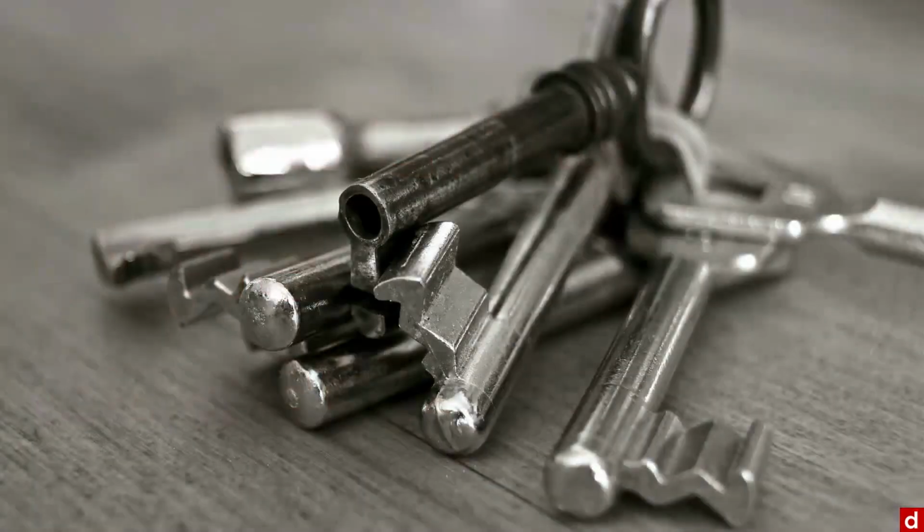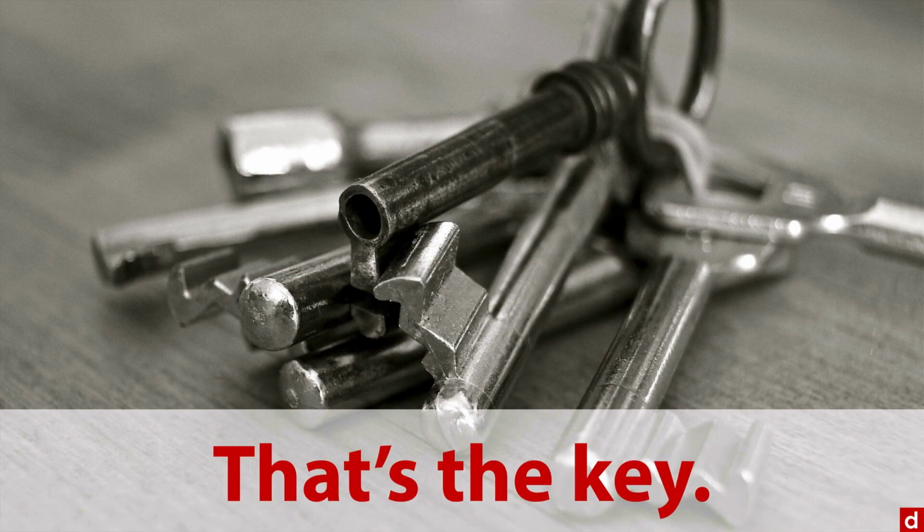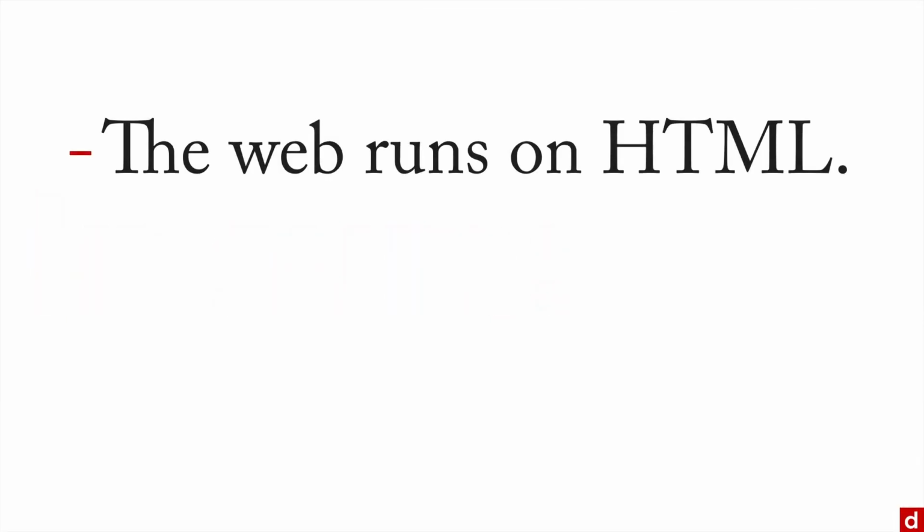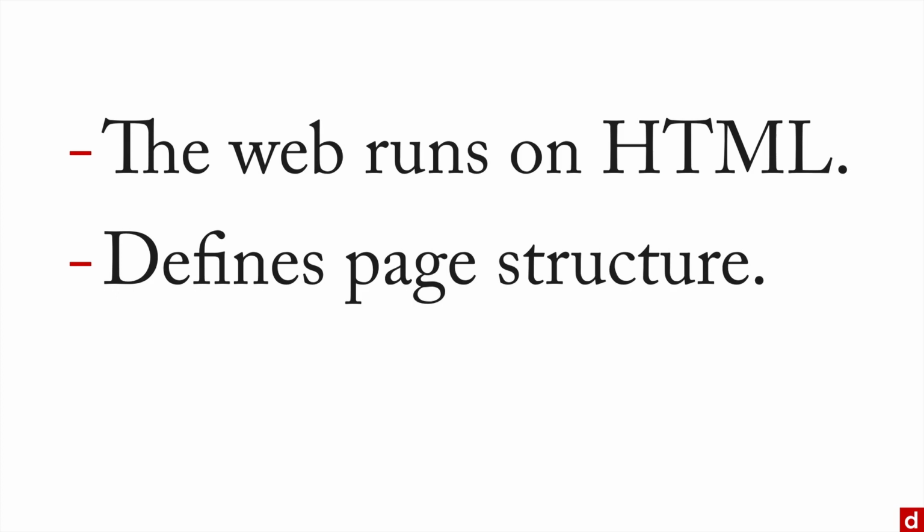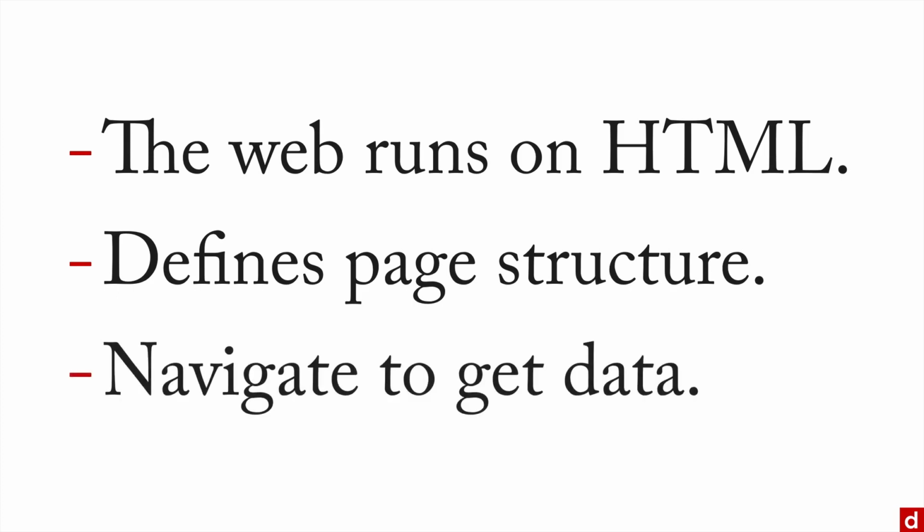And now you have the key to being able to read web pages and pull data from web pages for your data science projects. So, in sum, first, the web runs on HTML. That's what makes the web pages that are there. HTML defines the page structure and the content that's in the page. And you need to learn how to navigate the tags and the structure in order to get data from the web pages for your data science projects.